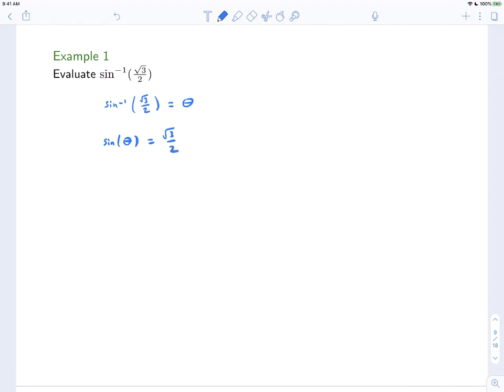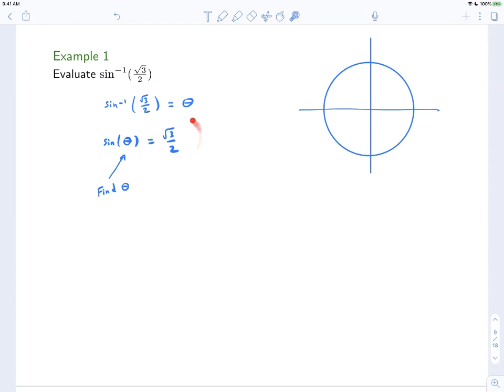So we want to figure out what theta is. We want to find such a theta. In order to help us, it might be useful to draw a little unit circle. So let's draw a circle here, and we'll give it some x-axis and a y-axis like so. What we're trying to do is find a theta so that sine of theta is the square root of 3 over 2. Now on the unit circle, sine is the y-coordinate. So we want the y-coordinate to be square root of 3 over 2.